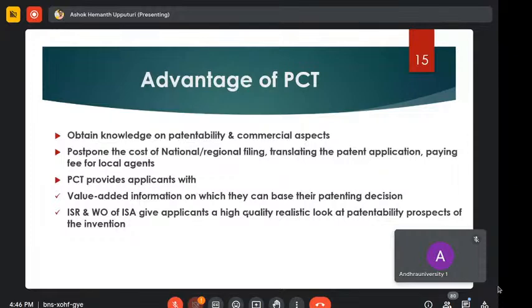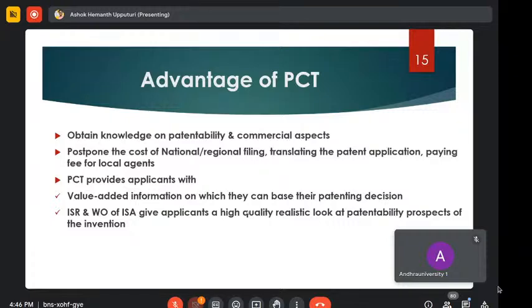And also you are postponing the cost of national or regional filing and translating the patent application. See, this is also needed for a convention application if you are going for other countries, but here you are postponing the cost. Because you have 30 months, paying fees for local agents and all, you are postponing it. In that way, you can see whether I really want to file, so that I will get returns if I protect my IP there, because it's a costly affair.